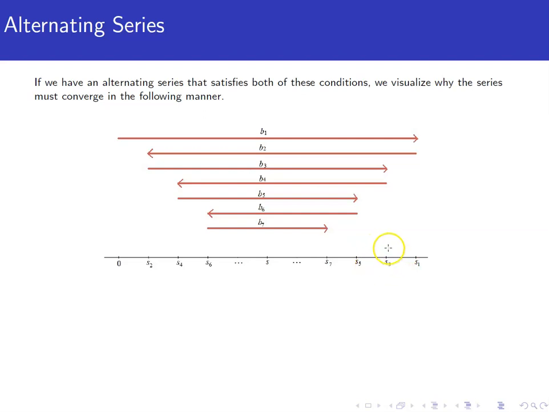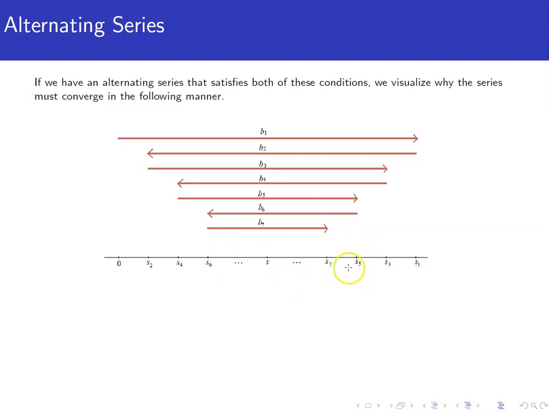But notice that we don't go back farther to the right for our S3 because b3 has to be no bigger than b2, or decreasing. Likewise, when we get to b4, it'll be negative. We're going to go back, but not back as far as b2 did. So our S4 will be here. b5 gives our S5 here, and so on.